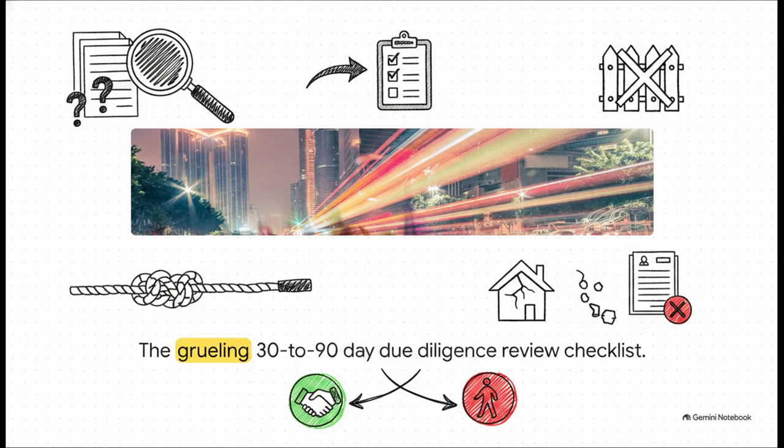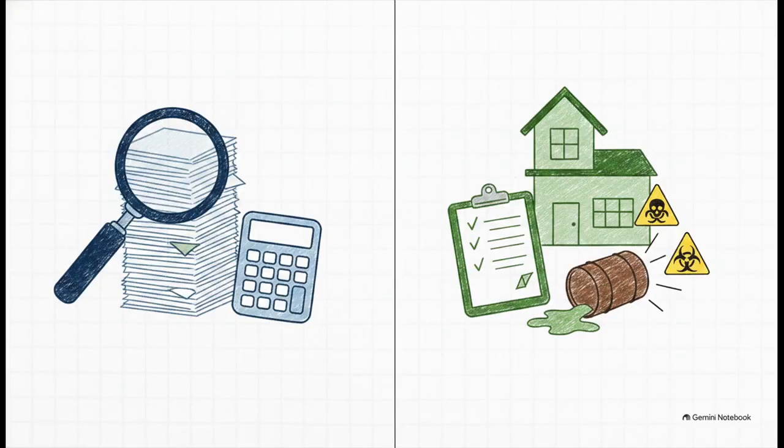The team is leaving zero stones unturned here. They are actively hunting for hidden physical damage, zoning compliance failures, boundary disputes, or terrible tenant contracts. If you find a major issue here, you've really only got two choices. You either renegotiate the price or you walk away entirely. It's essentially a two-front war.